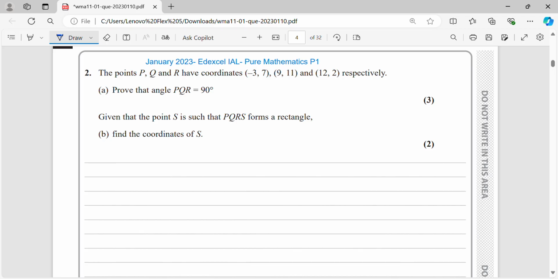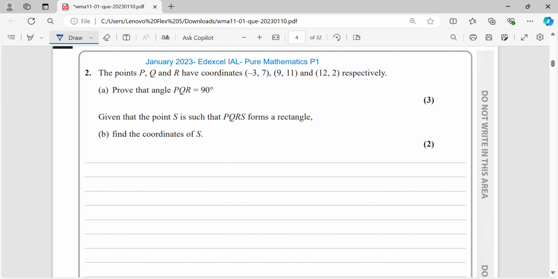In this video, we will solve paper January 2023 question number 2, Pure Mathematics P1. We will go through the problem step by step, ensuring you understand the concepts and techniques needed to tackle similar questions. Question number 2: the points P, Q, and R have coordinates (-3, 7), (9, 11), and (12, 2) respectively. Prove that angle PQR is 90 degrees.